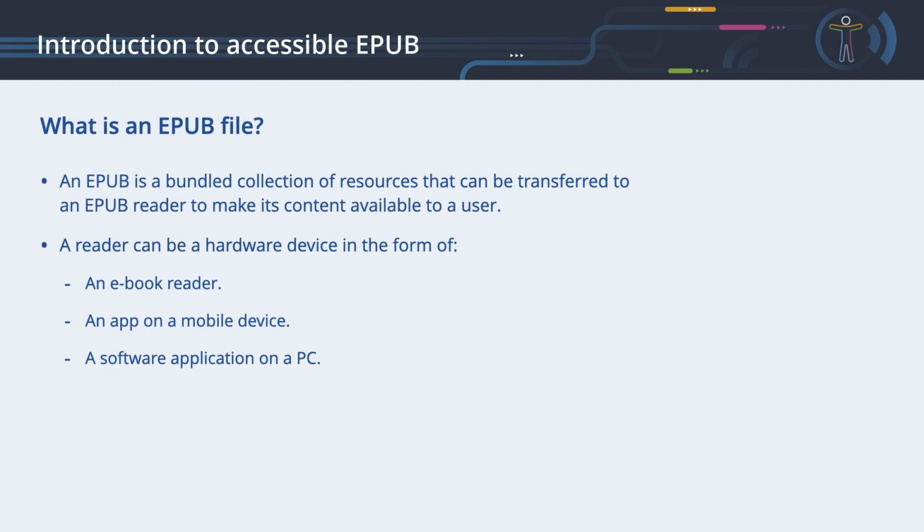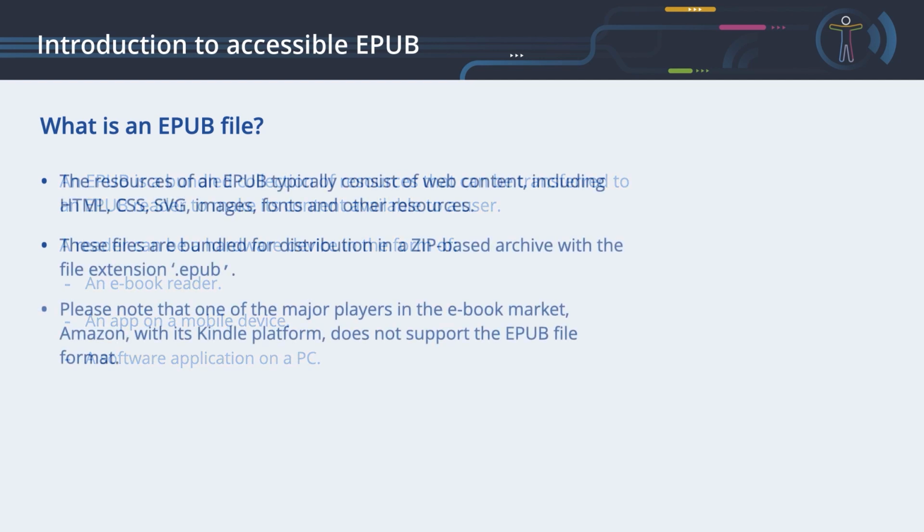An EPUB is a bundled collection of resources that can be transferred to an EPUB reader to make its content available to a user. A reader can be a hardware device in the form of an ebook reader, an app on a mobile device, or a software application on a PC. The resources of an EPUB typically consist of web content, including HTML, CSS, SVG, images, fonts, and other resources. These files are bundled for distribution in a zip-based archive with the file extension EPUB.